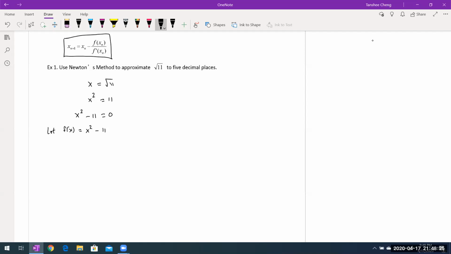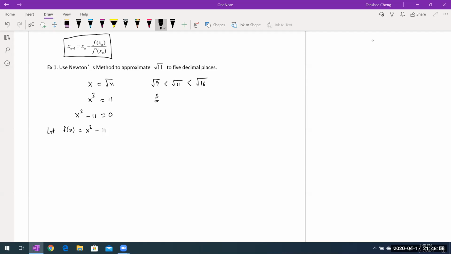So what we need to do, for this problem, is look at it this way: the square root of 9 and the square root of 16 bound the square root of 11. So to get an initial point, I can choose 3 to start with for this particular root, because the square root of 9 is closer to the square root of 11, compared to the square root of 16.